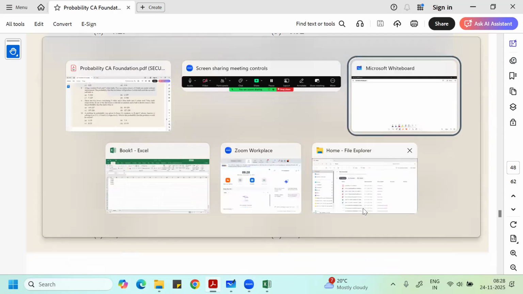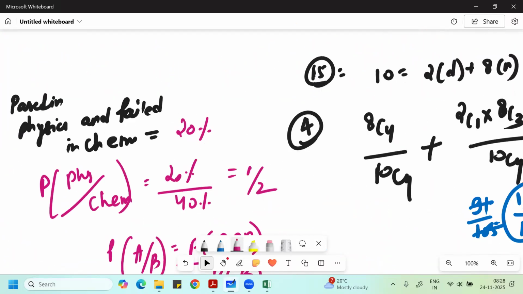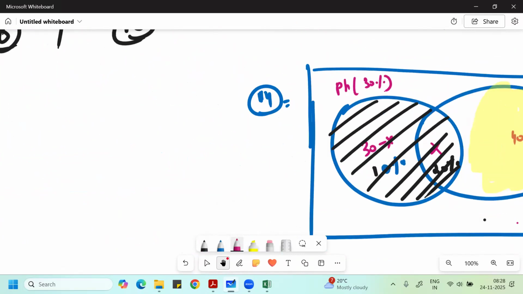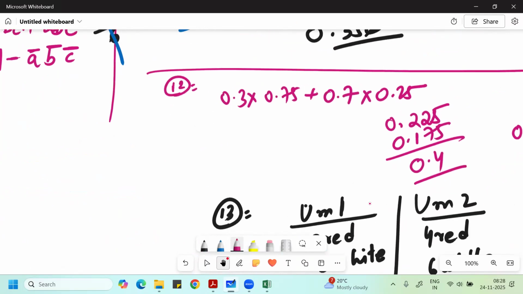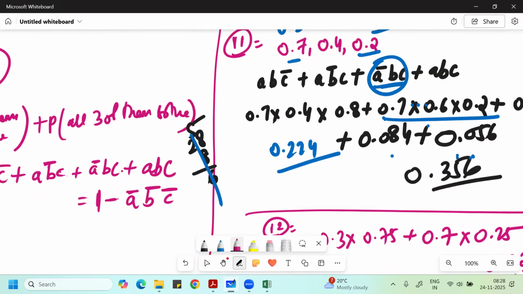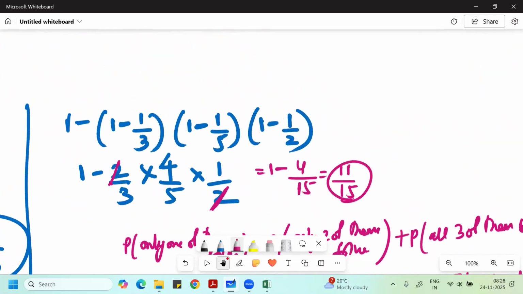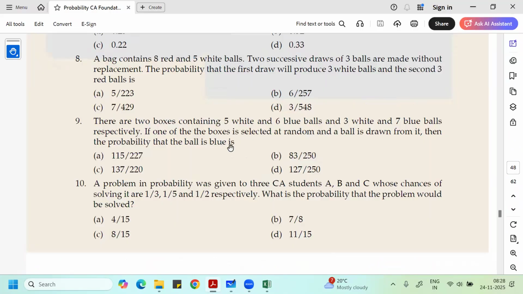Question number 9, 10, I don't remember the answer and all. So question number, hmm, when I talk about question number, this was 13. Then question number, yeah, this is question 11 by 15. Question number, this was 137 by 220.